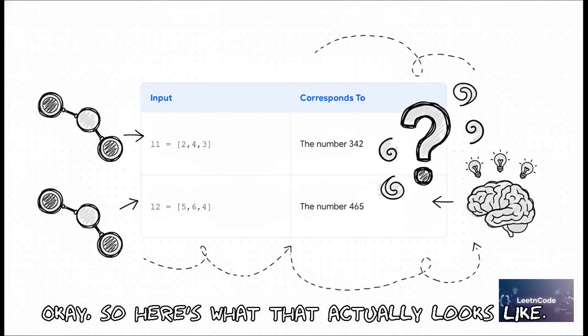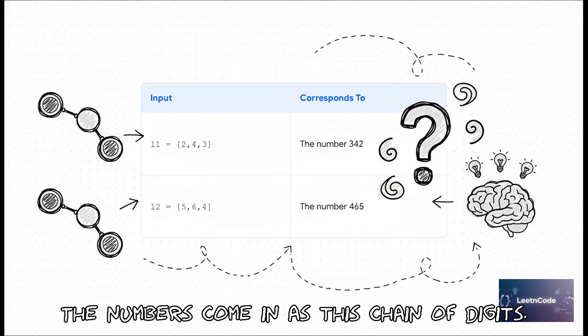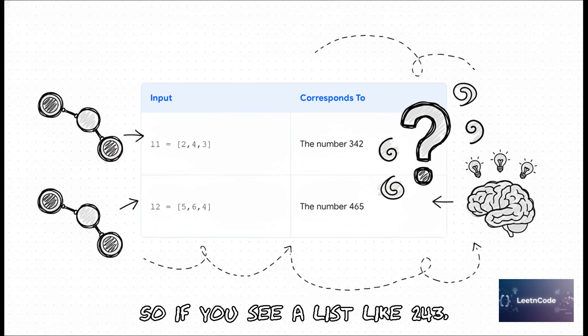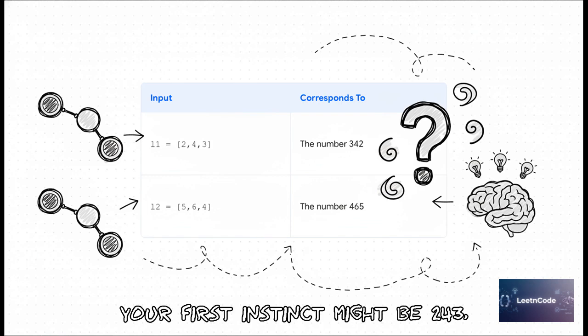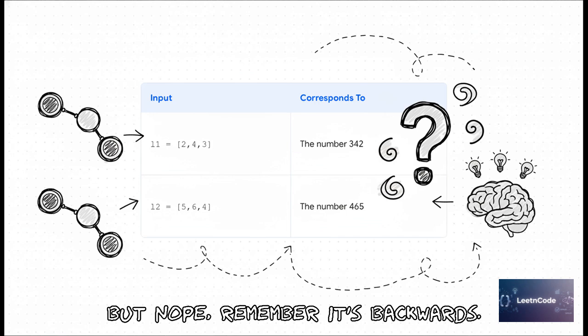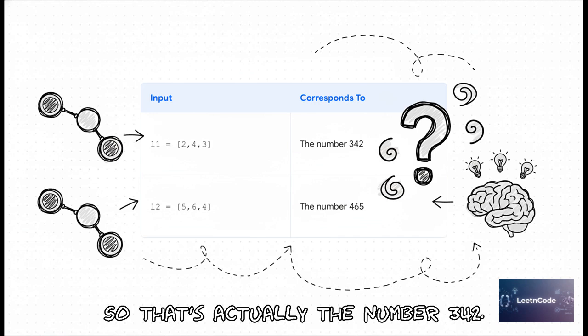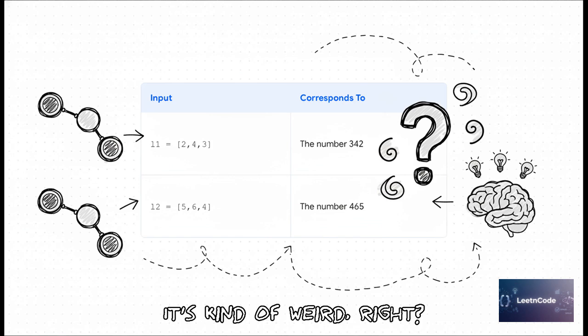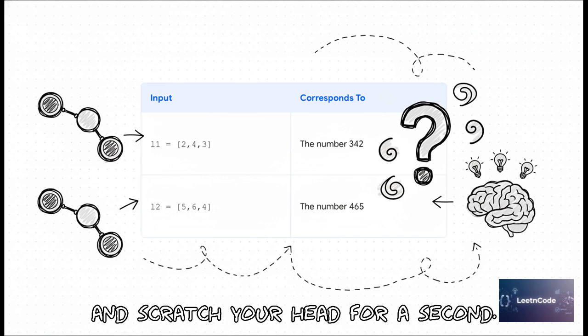Okay, so here's what that actually looks like. The numbers come in as this chain of digits. Programmers call this a linked list. So if you see a list like 243, your first instinct might be 243, but nope, remember it's backwards. So that's actually the number 342. Same deal for 564. That's really 465. It's kind of weird, right? It definitely makes you stop and scratch your head for a second.